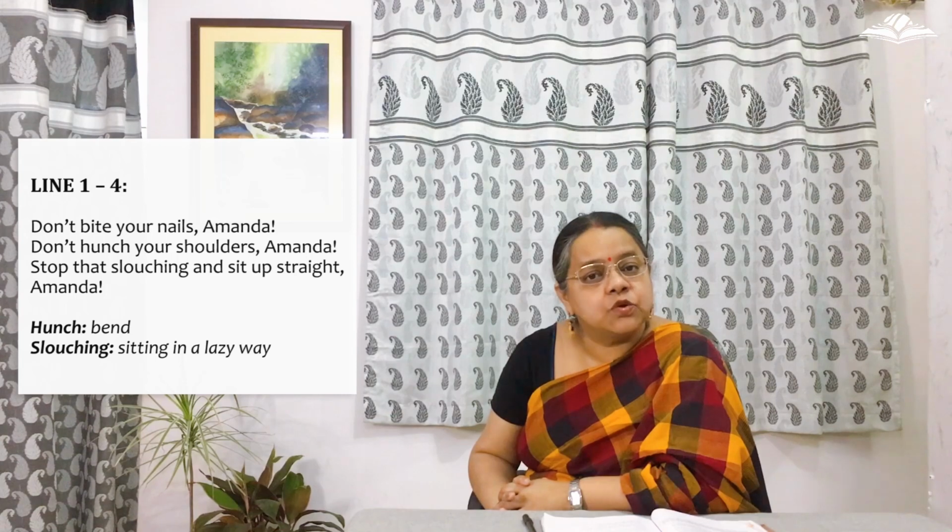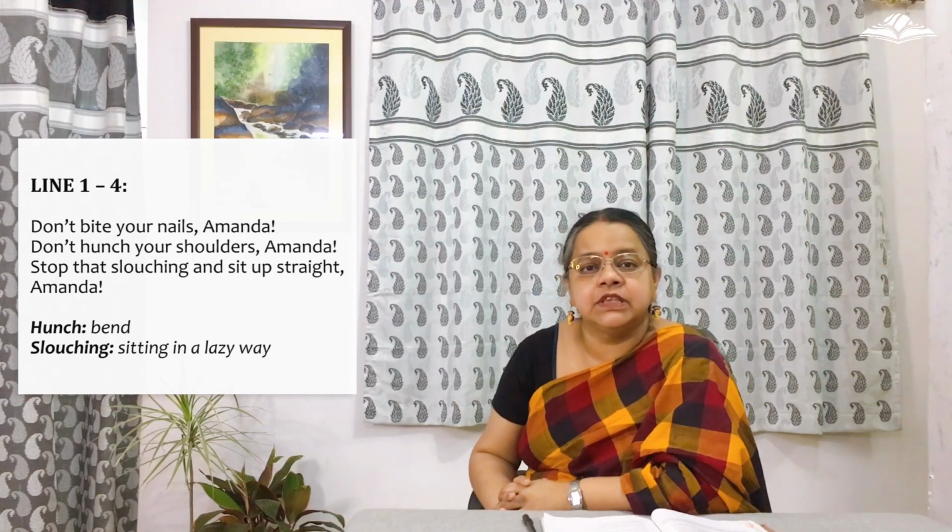Amanda gets scolded by her parents, especially her mother, for biting her nails and sitting lazily with her shoulders bent. The tone of instructions is not a friendly one and thus fails to make any sense to Amanda. The tone shows the irritation and frustration of her mother for not being able to train her properly so that she can make herself presentable to the society.